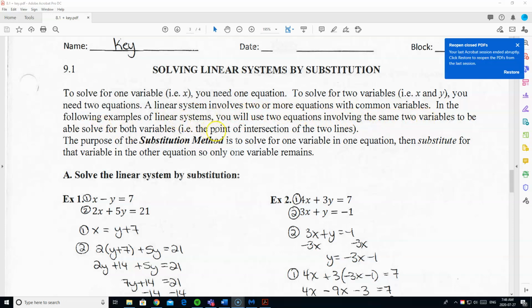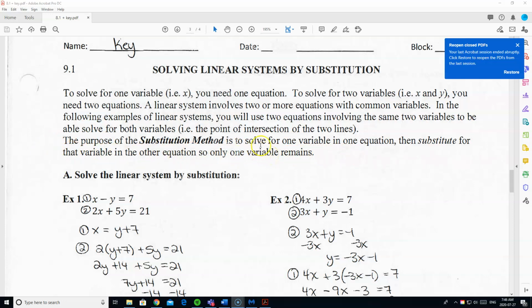In the following examples of linear systems, you will use two equations involving the same two variables to be able to solve for both variables, i.e. the point of intersection of the two lines. The purpose of the substitution method is to solve for one variable in one equation, then substitute for that variable in the other equation, so only one variable remains.